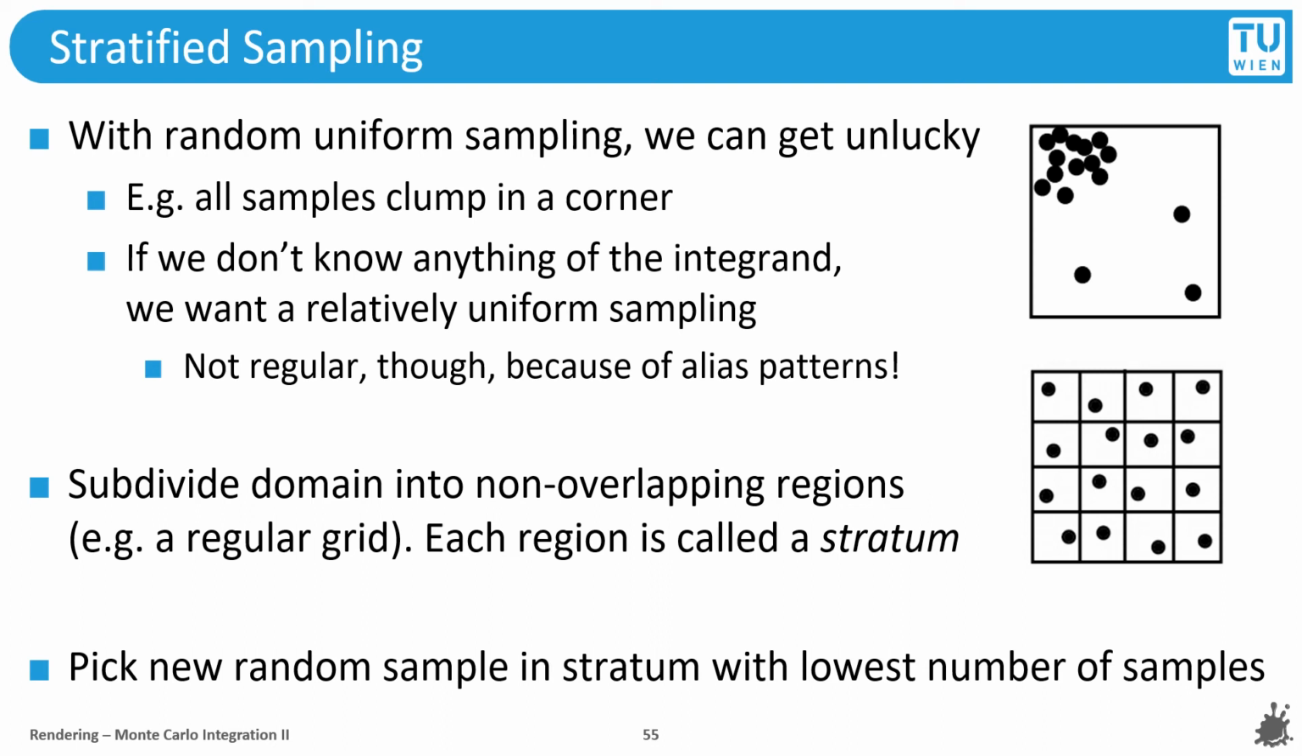And the answer is yes. This is called stratified sampling. It is basically a hybrid of regular and random sampling, regular in the big picture, random for details. We subdivide a domain to sample into non-overlapping strata and then choose random samples inside each stratum. And this should look familiar to you because this is usually what is happening for sampling pixels.